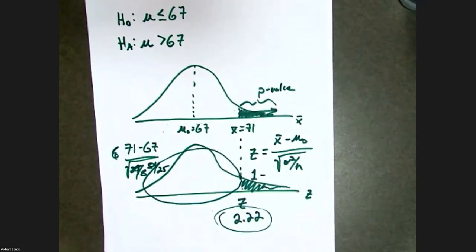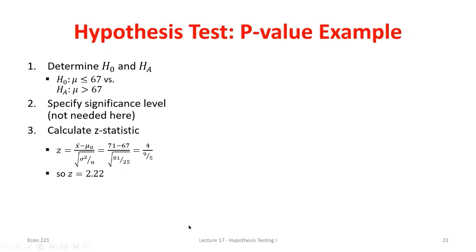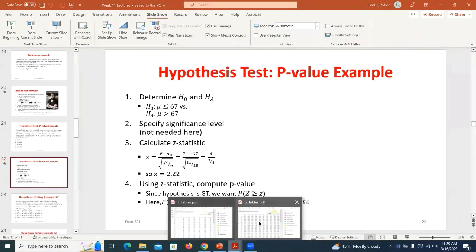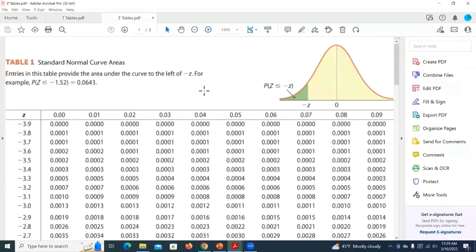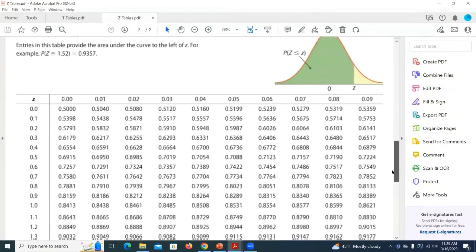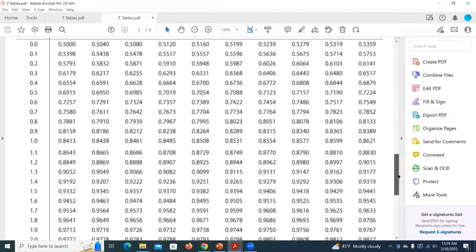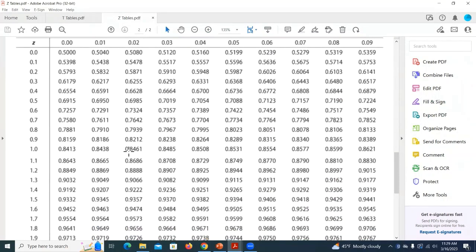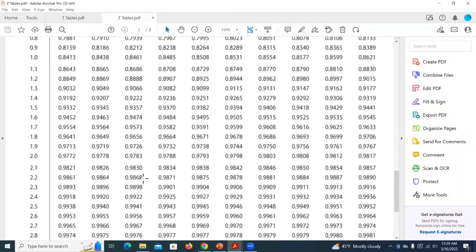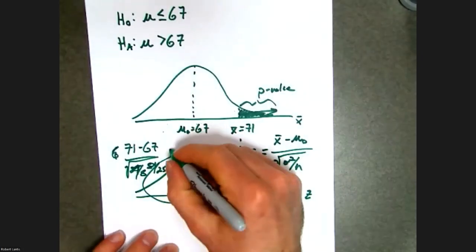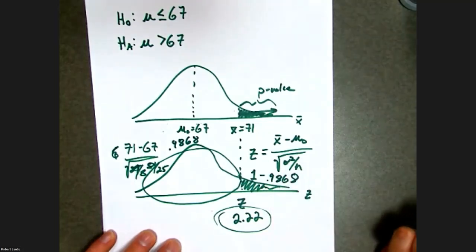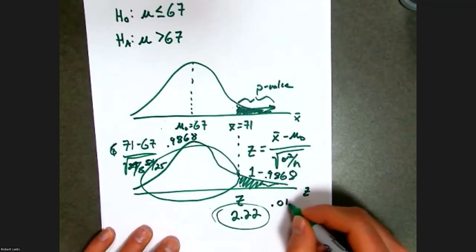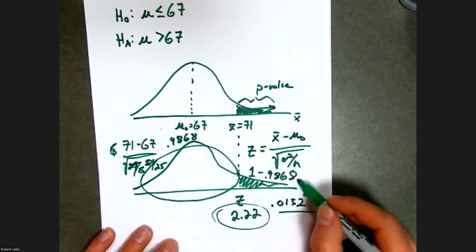Okay, so I go to my Z tables. Oops, didn't have them blown up. There we go. So I've got 2.22. I'm going to scroll down here and get this all in one line. The 0.02 column is right here. So 2.22 gives 0.9868, right? Remember, that's not our p-value. That's the area to the left. We then had to subtract that from one, so we get about 0.0132, if I'm doing the math in my head correctly.